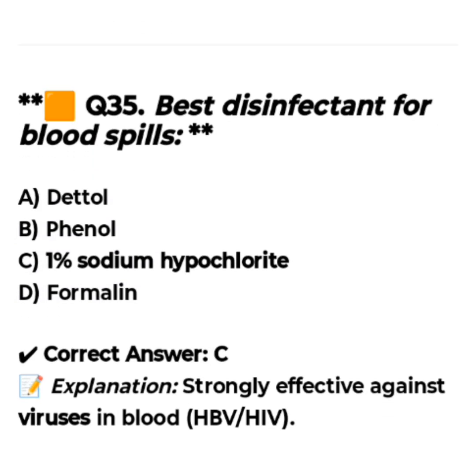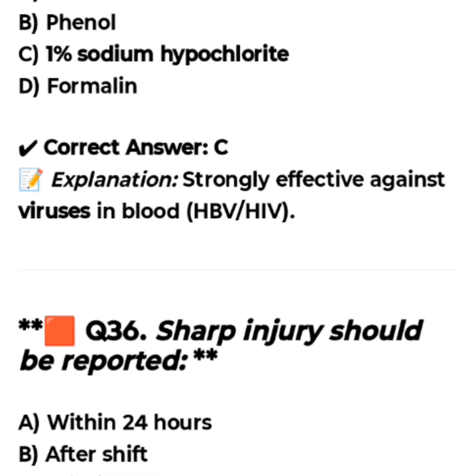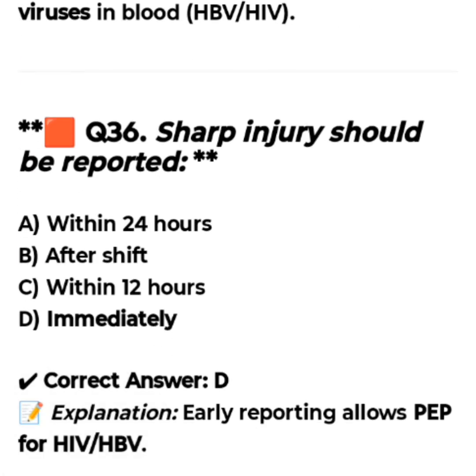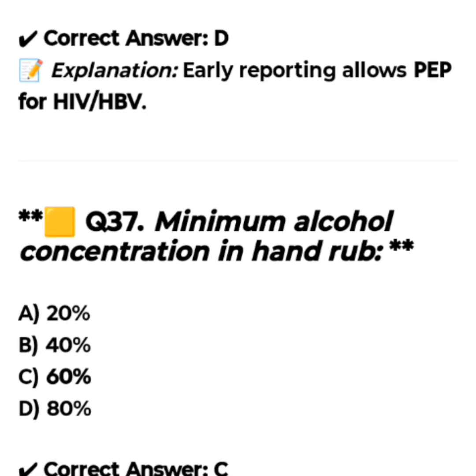Best disinfection for blood spills. The correct answer is option C, 1% sodium hypochlorite, strongly effective against viruses in blood, HBV or HIV. Sharp injury should be reported. The correct answer is option D, immediately. Early reporting allows PEP for HIV or HBV.